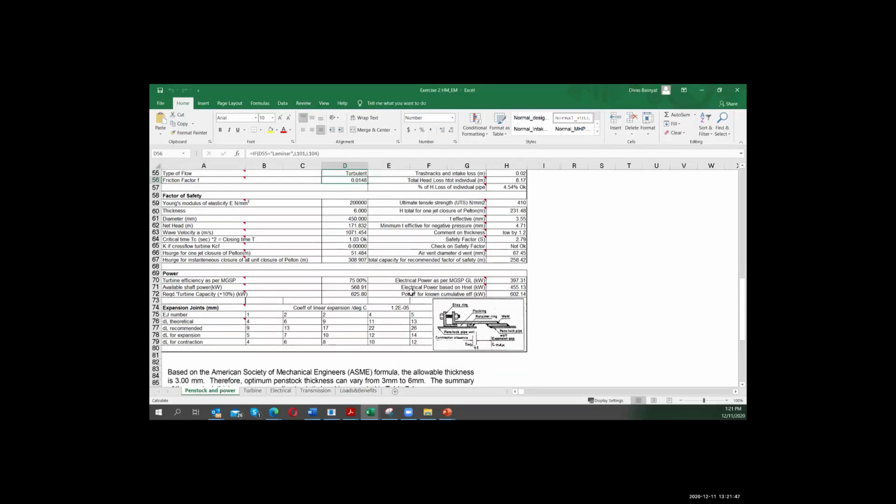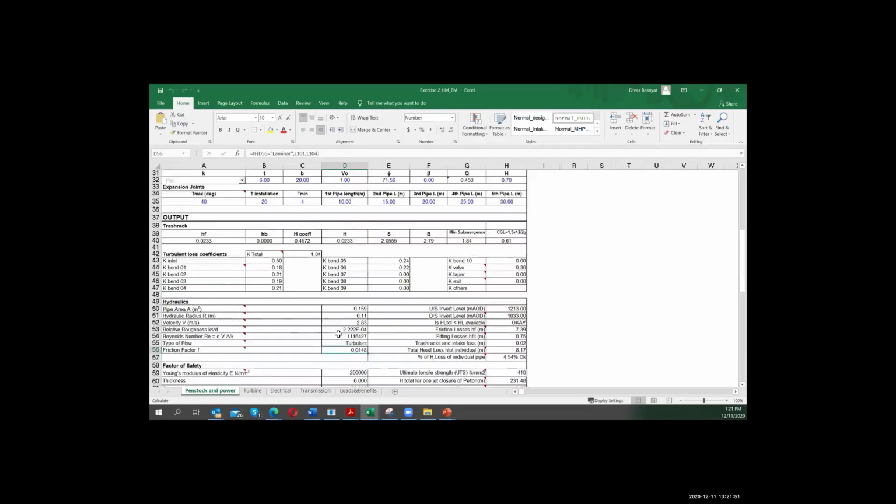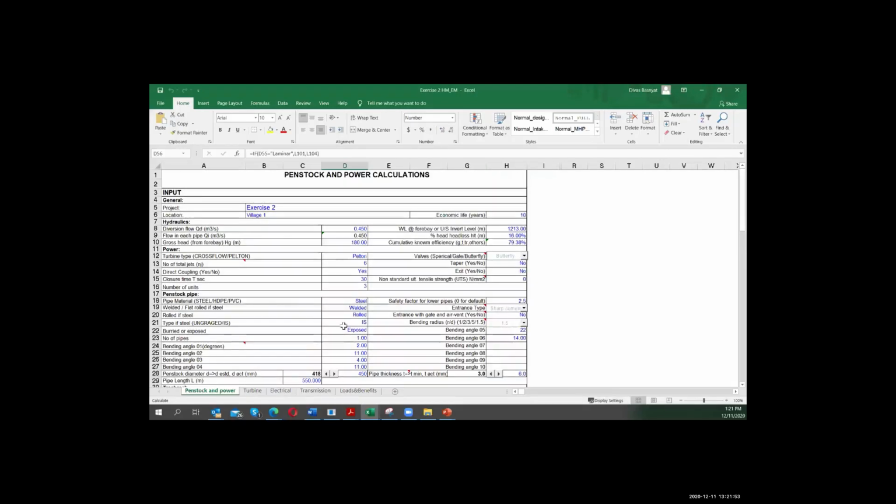Then you get the power, the electric power. If you want to go into the details, you'll have to see. Also you enter the discharge, because it is 450 liters, so 0.45. In this case we just have one pipe. Sometimes you can have two penstocks; you can have two turbines and generators that can be directly supplied by two separate penstocks.